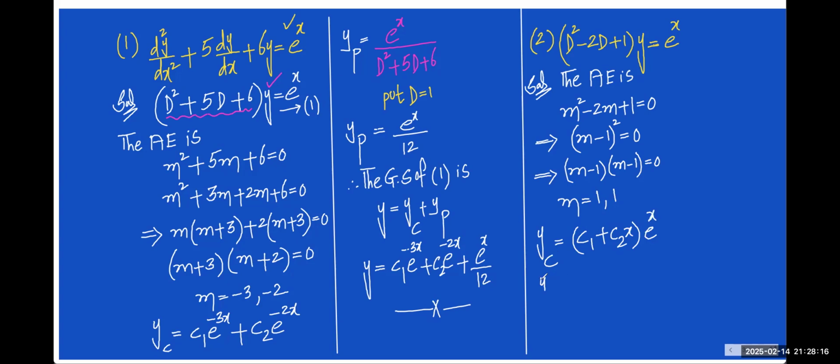Now yp is equal to 1 by (d square minus 2d plus 1) into e power x. Is this step okay for you? Yes, sir. Yes.